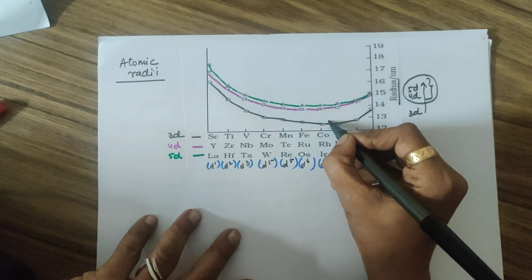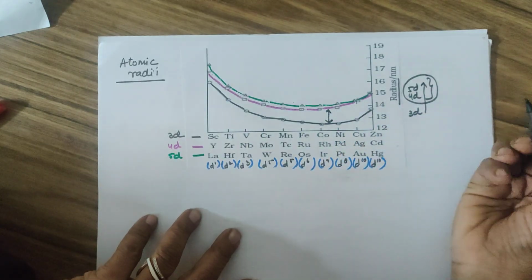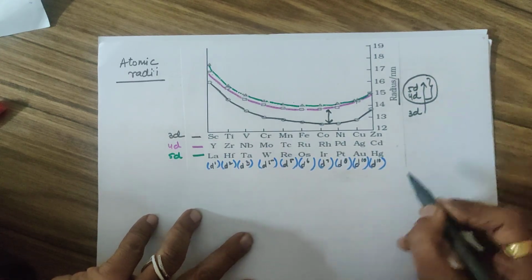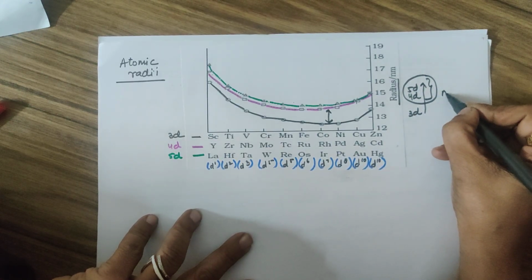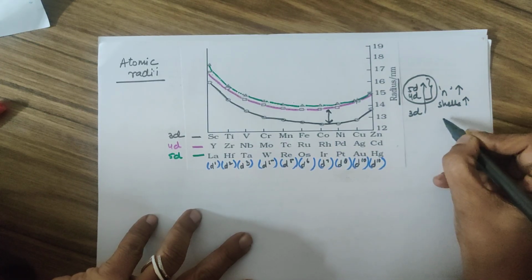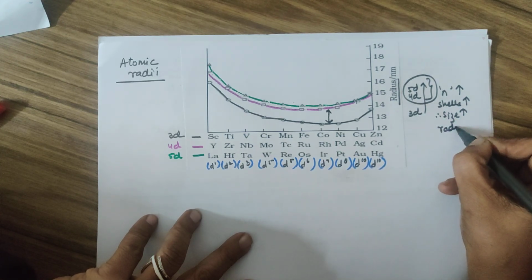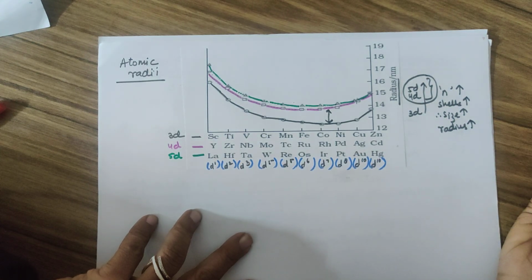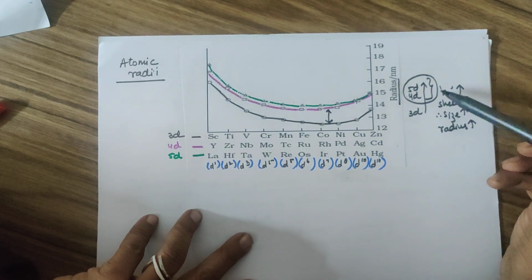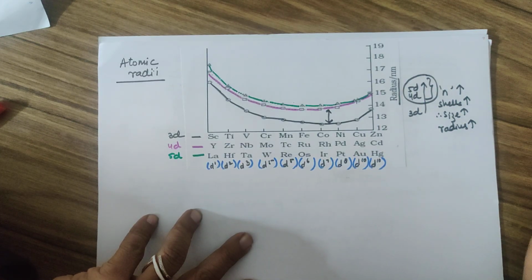But as you go from the first transition series to the second transition series, there is a large increase in size. And the size increases because as you go from 3d to 4d to 5d, your n value is increasing. So the number of shells increases. Therefore, the size or the radius increases. Agreed? So as you move from 3d to 4d to 5d, the n value increases, that is the shell value increases, and hence the radius also increases.